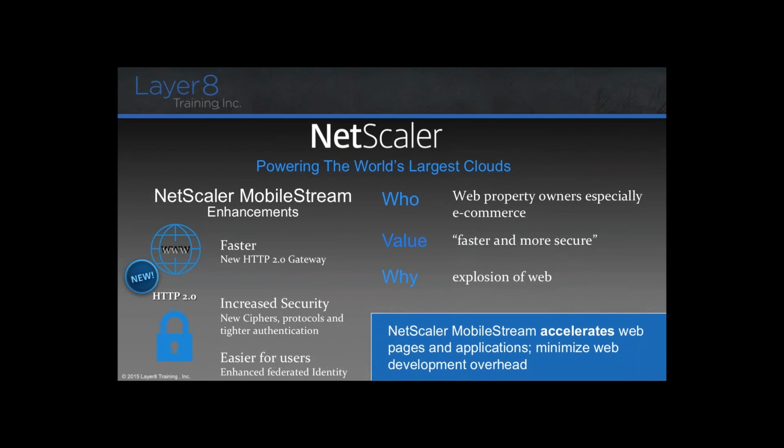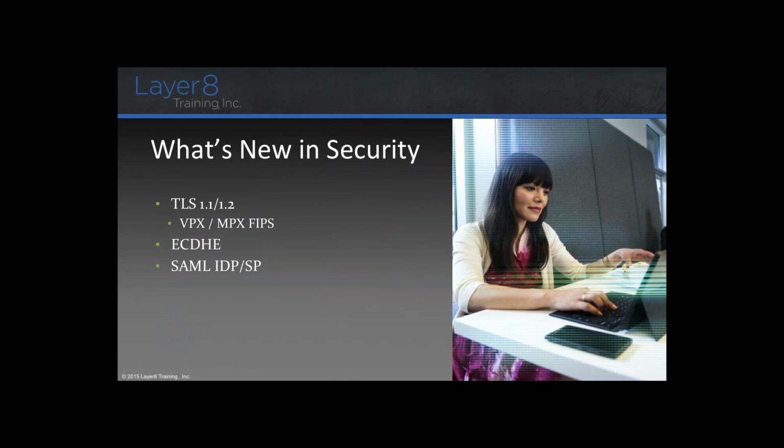So what's new in our security? We do support now, as of NetScaler 11, TLS version 1.1 and 1.2 on both the VPX and MPX FIPS platforms. We support ECDHE, which is elliptic curve Diffie-Hellman, so that we can more efficiently deliver your keys within your environment. We also have extended SAML support for a variety of different situations, and the NetScaler has the capacity to be both an identity provider or a service provider in your SAML implementation. And of course, SAML protocols include a variety of different bindings or profiles which basically handle your authentication.